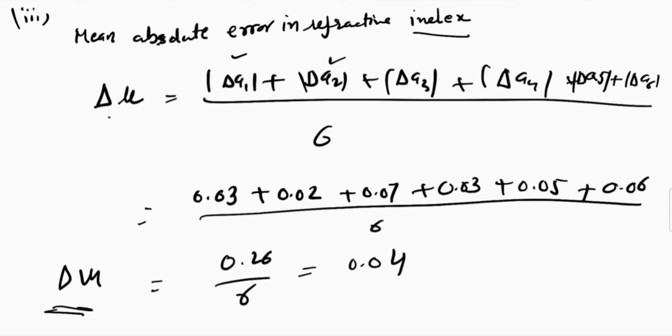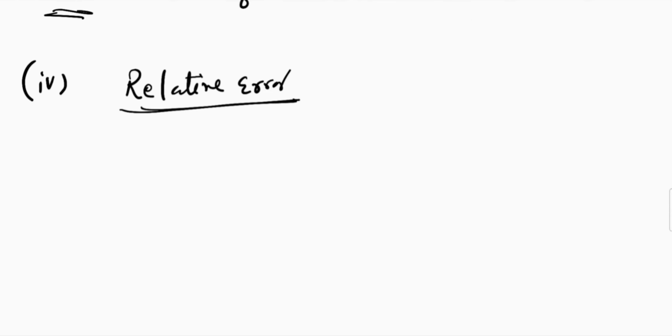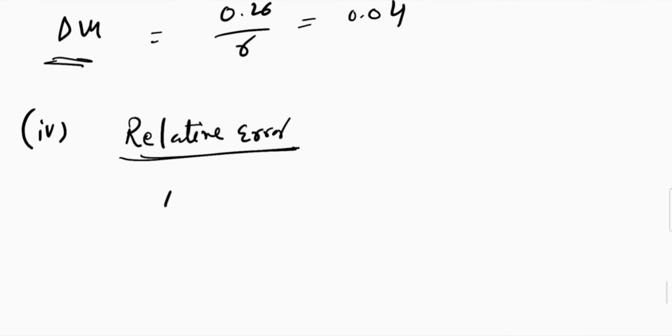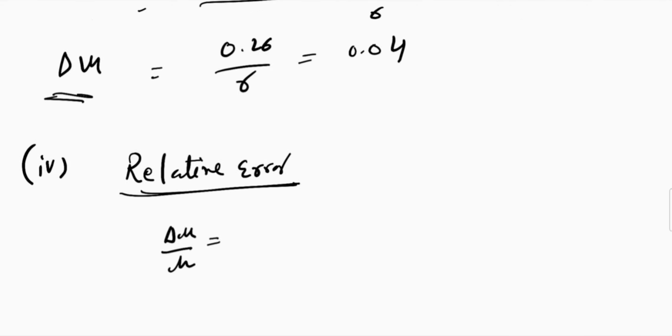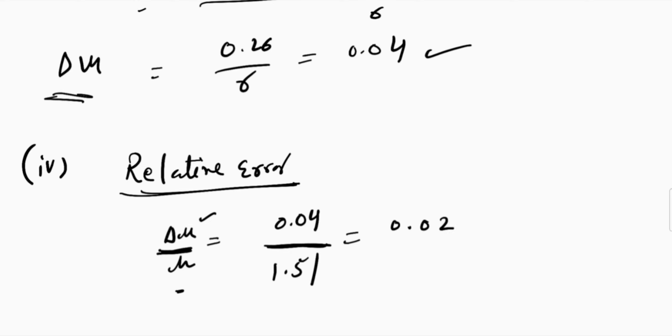So this is the mean absolute error in the refractive index. Next is the relative error in the refractive index, which is equal to delta mu upon mu, equal to the mean absolute error divided by the mean value. So this is equal to 0.04 divided by the mean value, which is 1.51. If we divide these two, we'll get 0.02649. So approximately we'll take 0.03.